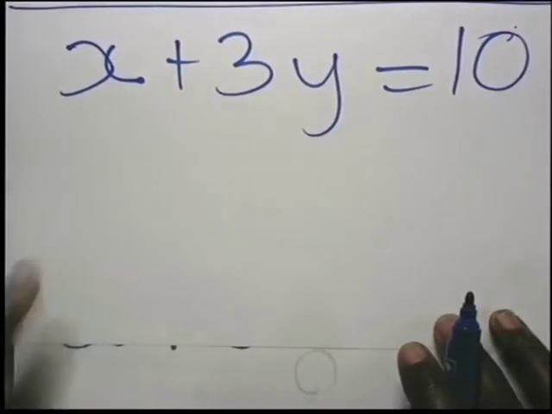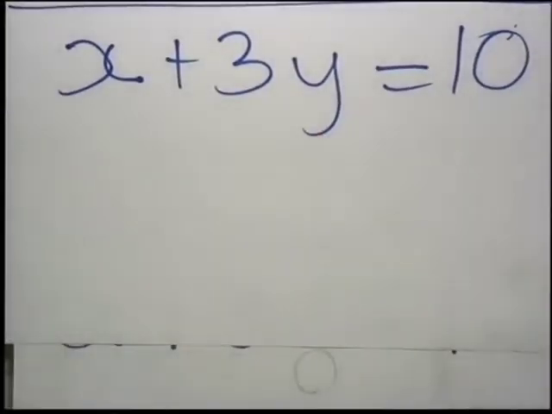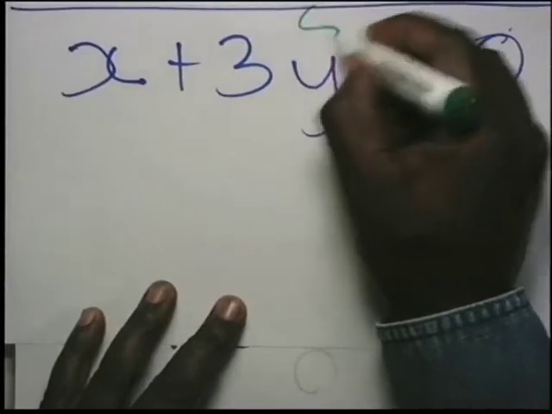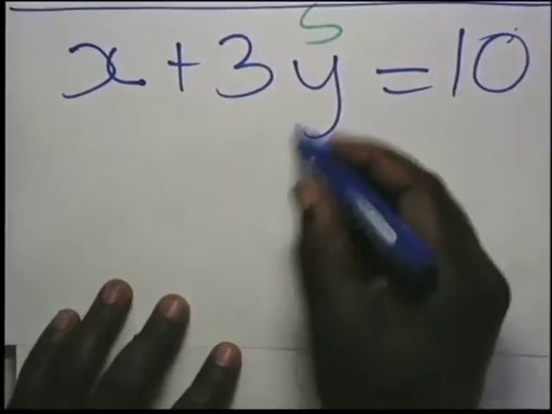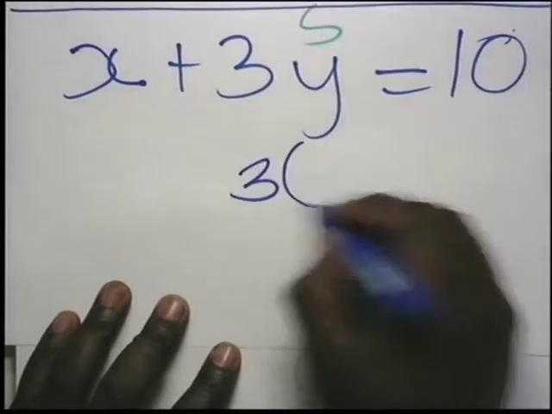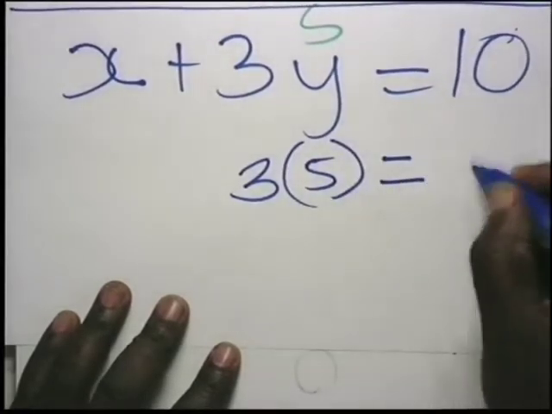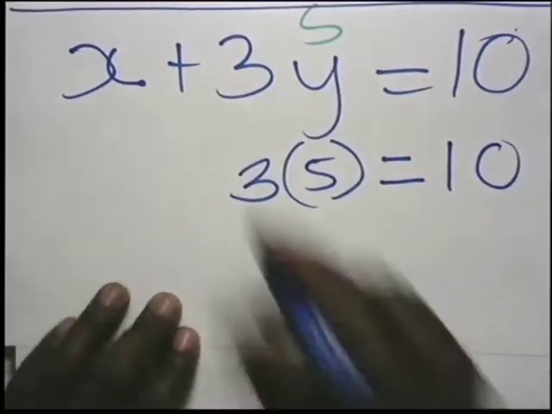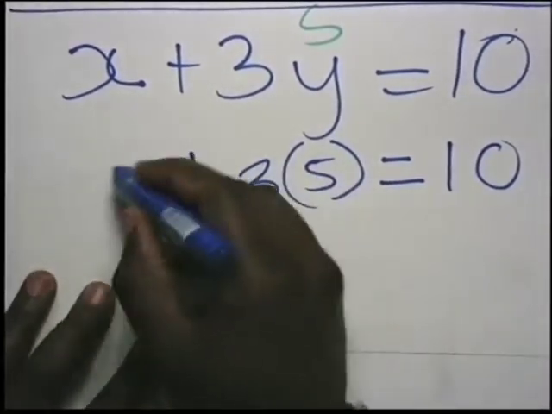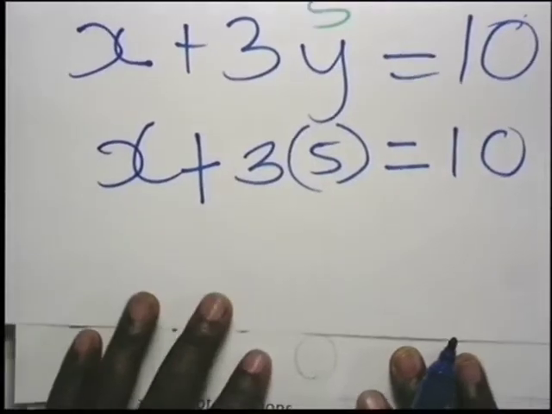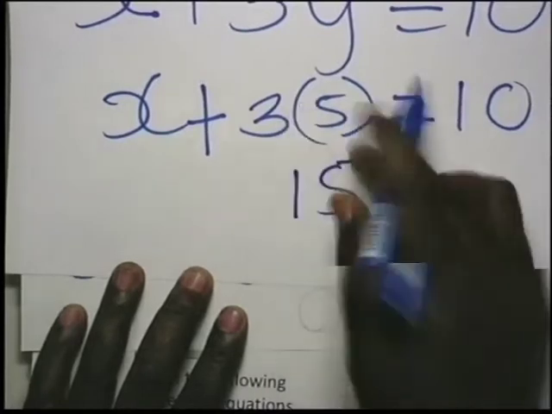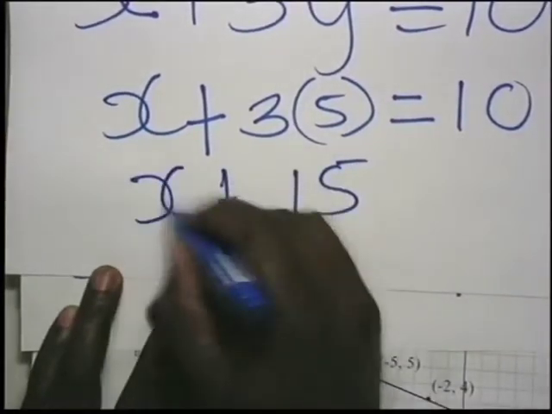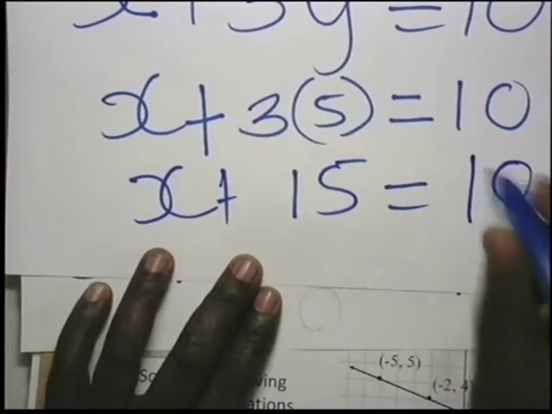Now I want to make my y a 5. So I'll substitute wherever there is a y with a 5. These numbers, you can get them from the blue. Then what does it mean? I will end up with 3 bracket 5, plus x, is equal to 10. Here it becomes what? 15. 3 times 5, 15. Plus x is equal to 10.